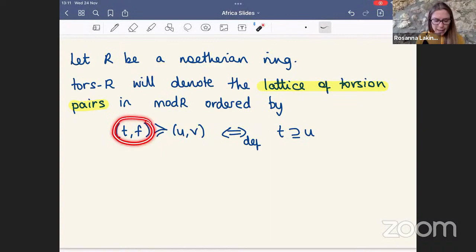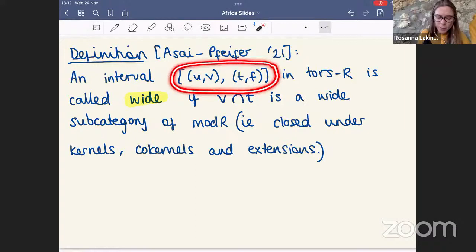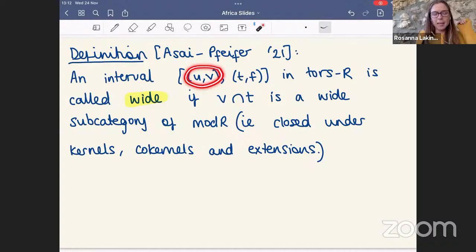A torsion pair (T, F) is greater than or equal to another torsion pair (U, V) if and only if the torsion class of the first torsion pair contains the torsion class of the second torsion pair. If you put this ordering on the collection of all torsion pairs, then what you obtain is in fact a lattice. So we're going to consider this lattice, and in particular we want to look at certain intervals in the lattice. The notation between the square brackets means we want to consider all of the torsion pairs that are bigger than (U, V) and smaller than (T, F).